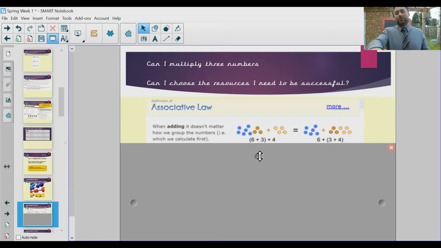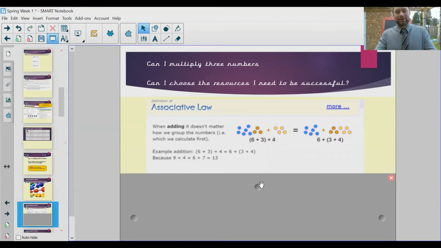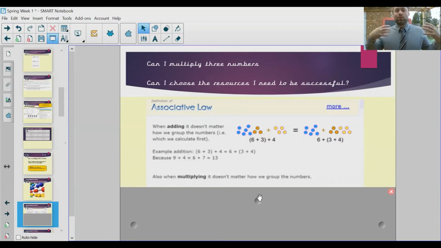13. If you go to the equal sign over here, you can see that we've added it differently now. We've done 6, add 3 plus 4. We're still going to get 13. So associative law means when adding, it doesn't matter what order we add in, it's always going to give us the same answer. This also applies when we're multiplying.